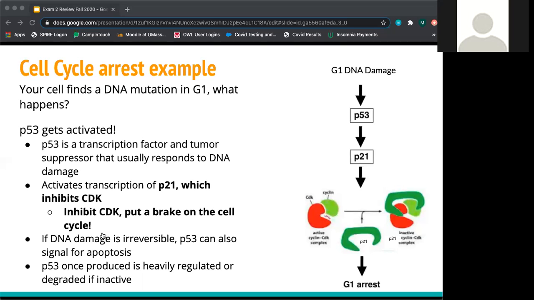You can see on the side here there's a good diagram describing how everything flows. You can see the CDK and the cyclin binding, and then P21 goes and inactivates the CDK cyclin complex, and that would halt the cell cycle where it is. P53 is highly regulated in the cell. If nothing is suppressing or activating the transcription of P21, then P53 gets continuously degraded.